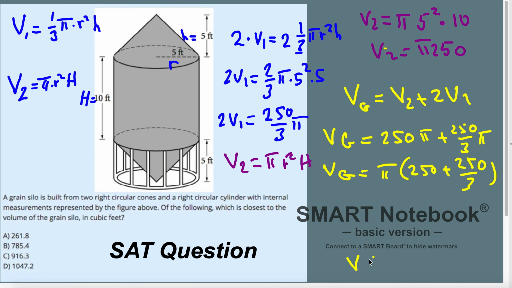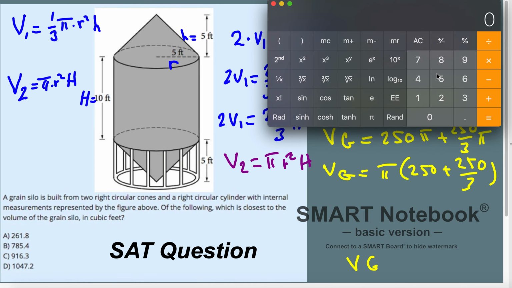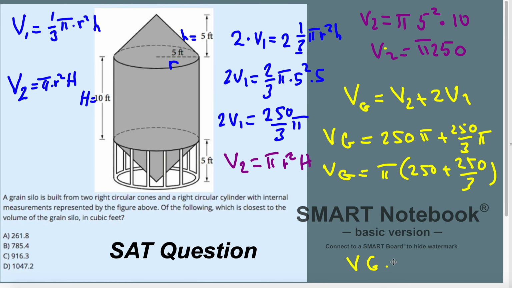And now we can find V grain by using a calculator. Let me go quickly. So the calculator is here. Now let's multiply inside. 250 divided by 3 plus 250, we get this value. And now we multiply by pi. And we get 1047.2, rounded to one decimal place after the decimal point. So 1047.2 is the result here.